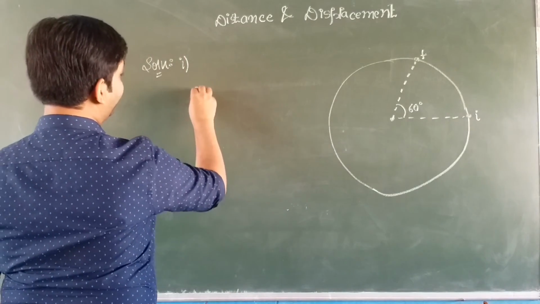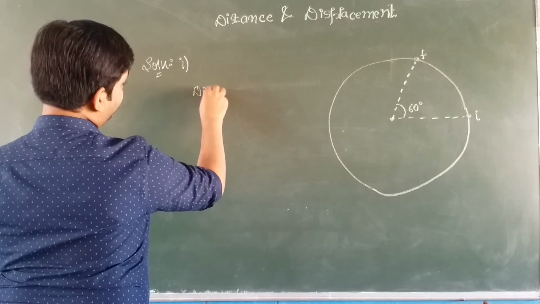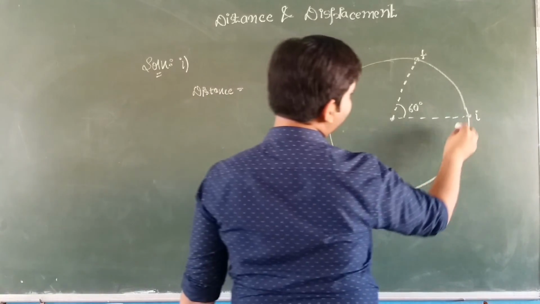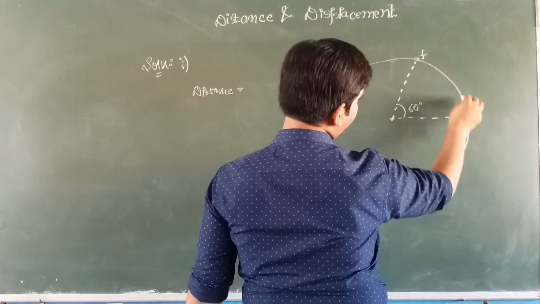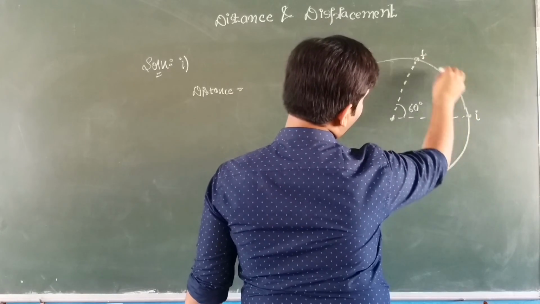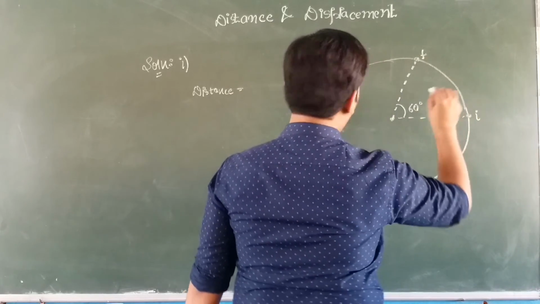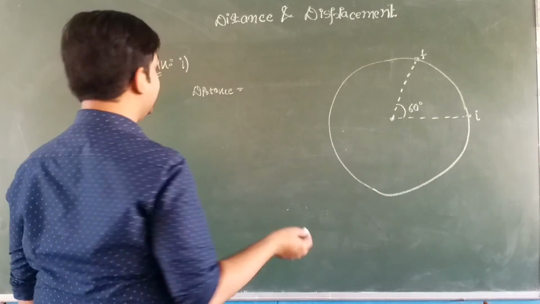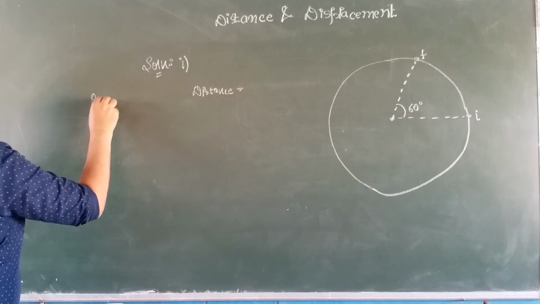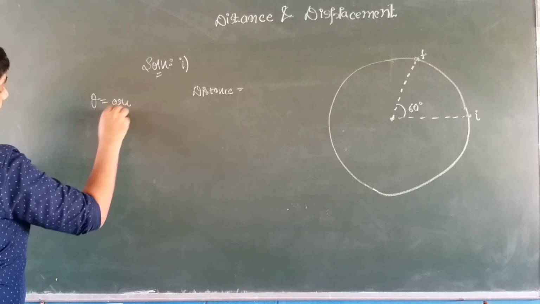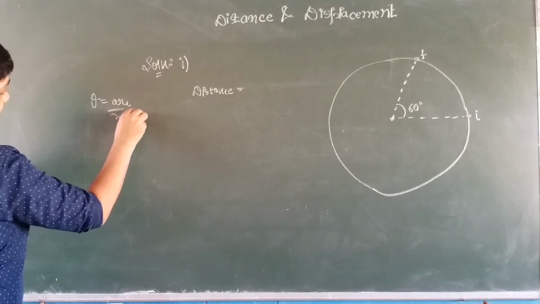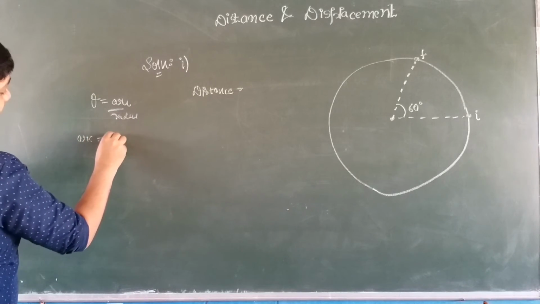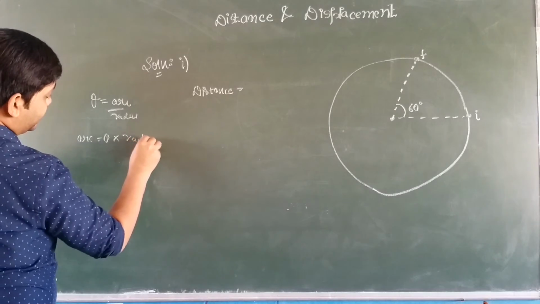So how do we calculate the value of distance? Again, distance is equal to the length of the actual path traveled. So we have to calculate the length of this arc. We know one formula: theta is equal to arc upon radius. So length of the arc will be equal to theta into radius.